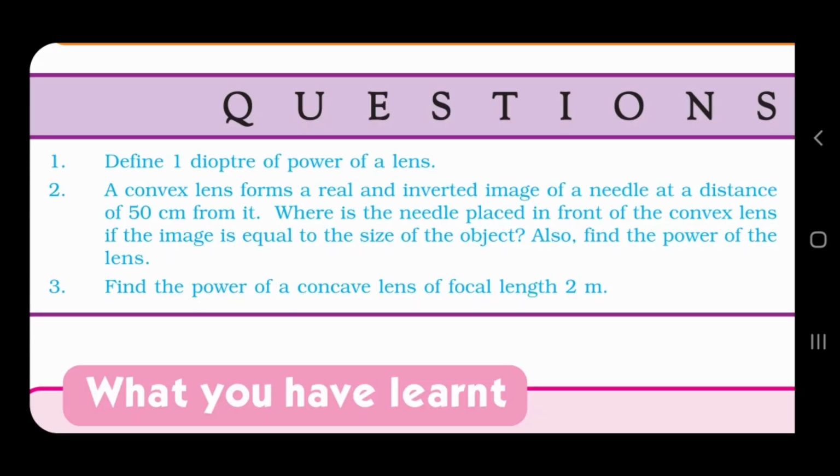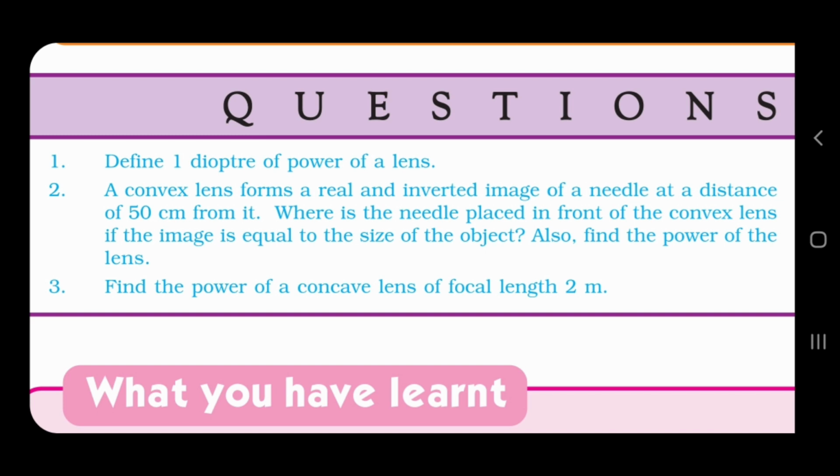So here we have in-text questions from the textbook. Question number 1: Define one diopter power of a lens. Question number 2: A convex lens forms a real and inverted image of a needle at a distance of 50 cm from it. Where is the needle placed in front of the convex lens if the image is equal to the size of the object? Also find the power of the lens.